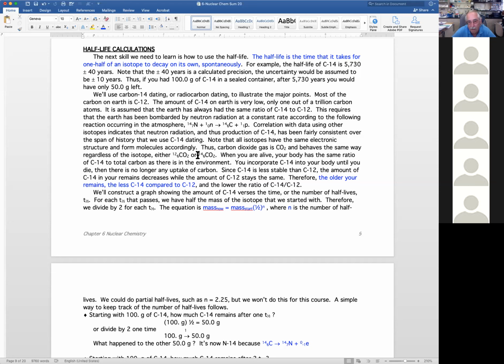So, here's another thing that you need to understand. The isotopes all have the same electronic structure and they form molecules accordingly. Their chemical properties are the same, whether it's carbon-12 or whether it's carbon-14. These two molecules will have the same chemical properties.